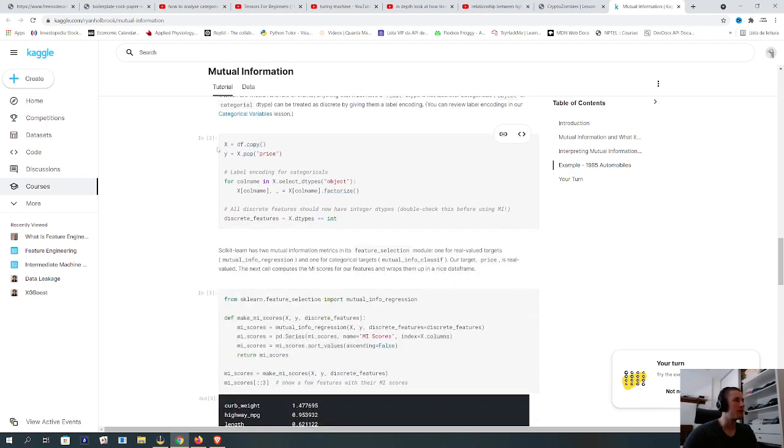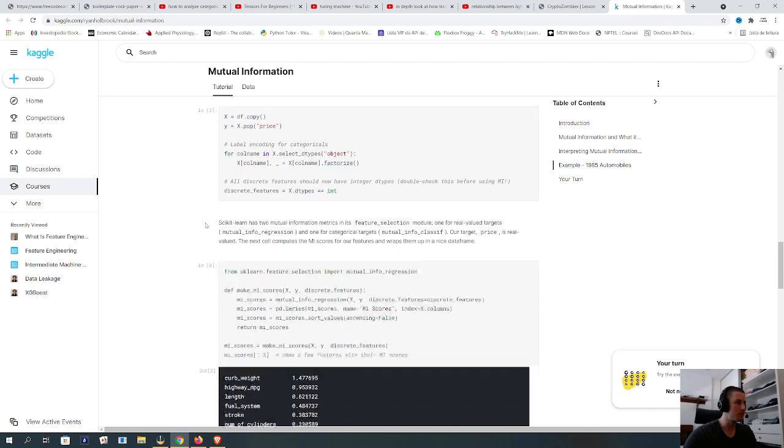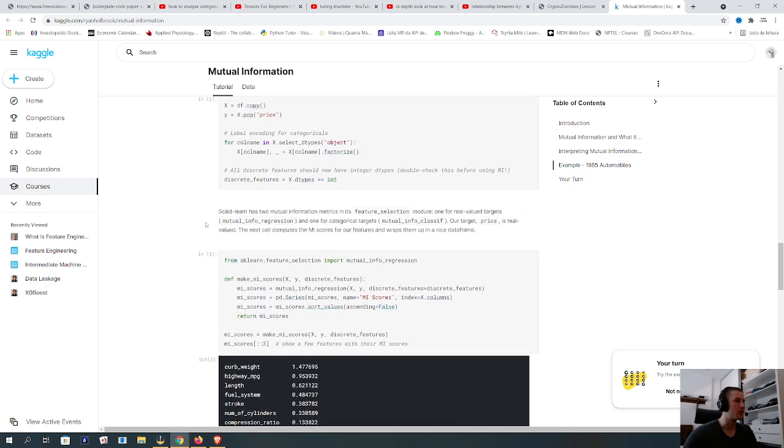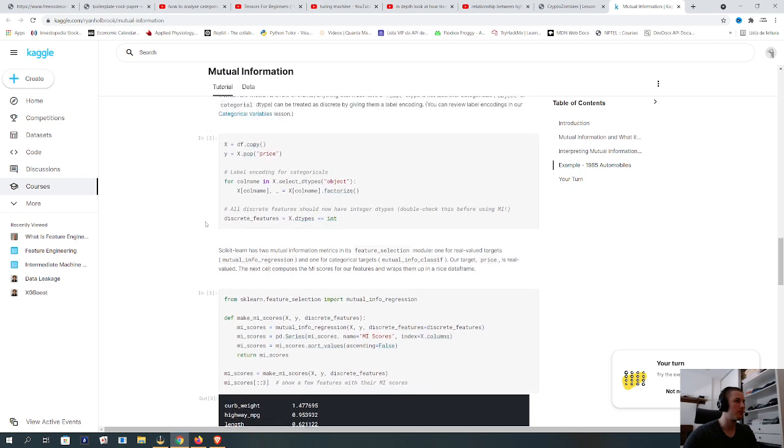So X is the DataFrame copy, y is the column that's the target value, then it's selecting for the columns. X the type. I don't understand this last line here. I guess it's filtered now.